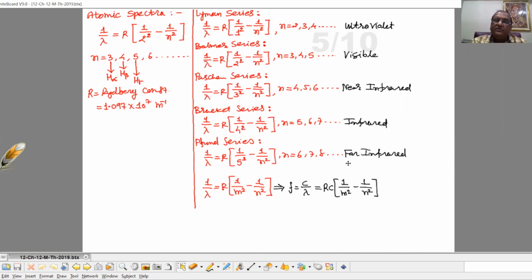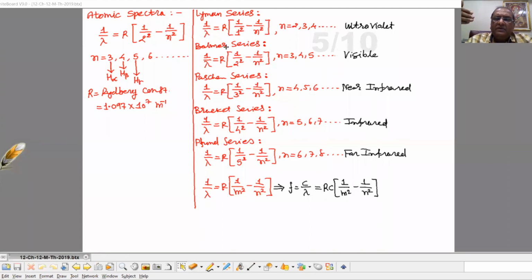So scientist Bohr studied all these things, right? He studied Rutherford's atomic model, his experimental observations, as well as he studied all these atomic spectra, and then after he represented the atomic model, which one is known as Bohr model, which one is based on postulates.